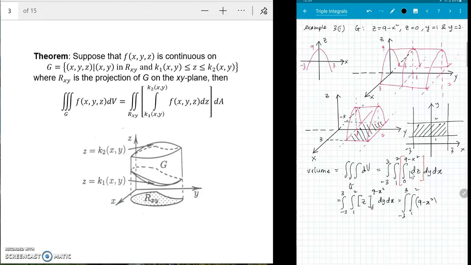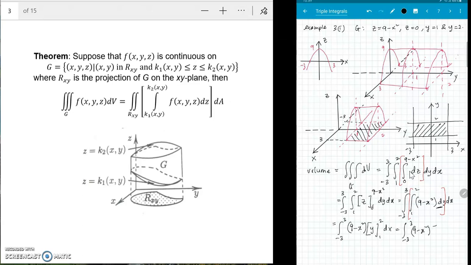The next integration is with respect to y. We integrate 9 minus x squared with respect to y, but when we integrate with respect to y, we consider x as a constant. So we get (9 minus x squared) times y. Then replace y with the upper and lower limits: the upper limit for y is 2, the lower limit is 1, so we get 2 minus 1, which is 1. We end up with 9 minus x squared.